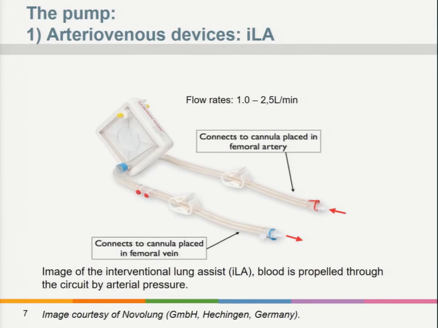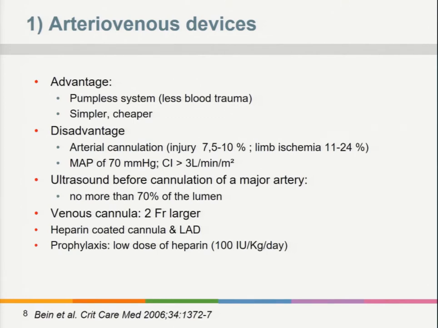So, as said before, these systems use the patient's own blood pressure, so they have the advantage of not requiring a pump. So they are cheaper, they cause less blood trauma, and they are simpler to handle. On the other hand, they require arterial cannulation. So they have the potential side effects of causing arterial injury and limb ischemia. It is therefore recommended to perform an ultrasound before arterial cannulation to ensure that the cannula will not take more than 70% of the arterial lumen. Venous cannulas are chosen 2 French sizes larger to ensure a low flow resistance.